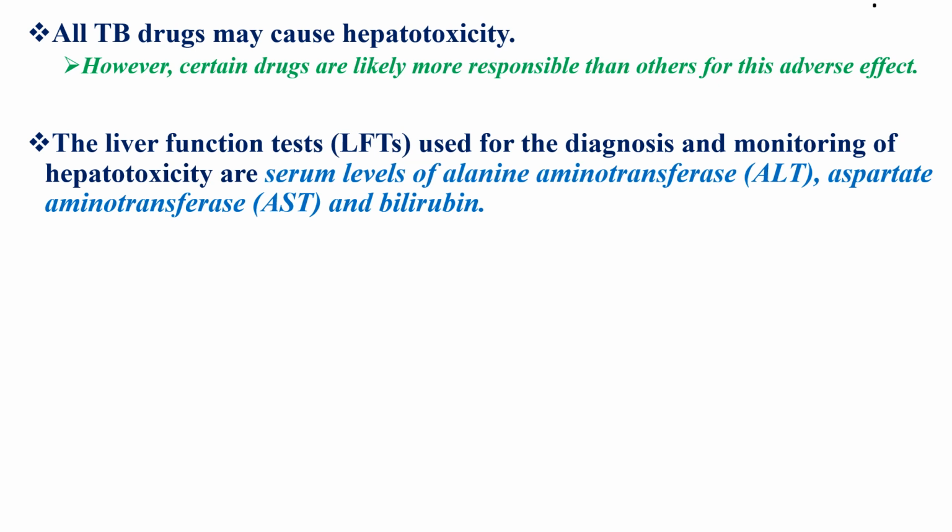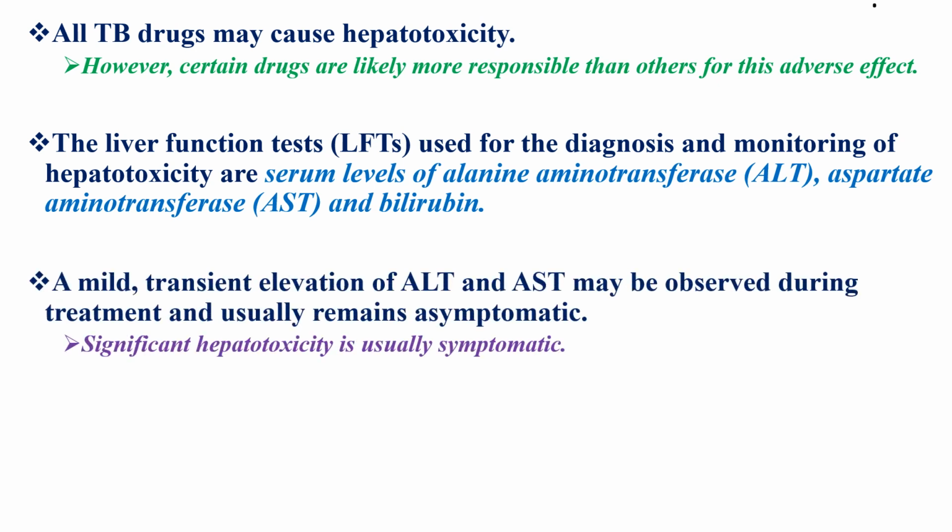The liver function tests used for the diagnosis and monitoring of hepatotoxicity due to anti-TB drugs are serum levels of alanine aminotransferase or ALT, aspartate aminotransferase or AST, and the bilirubin. A mild transient elevation of ALT and AST might be observed during treatment and usually remains asymptomatic. Significant hepatotoxicity is usually symptomatic.